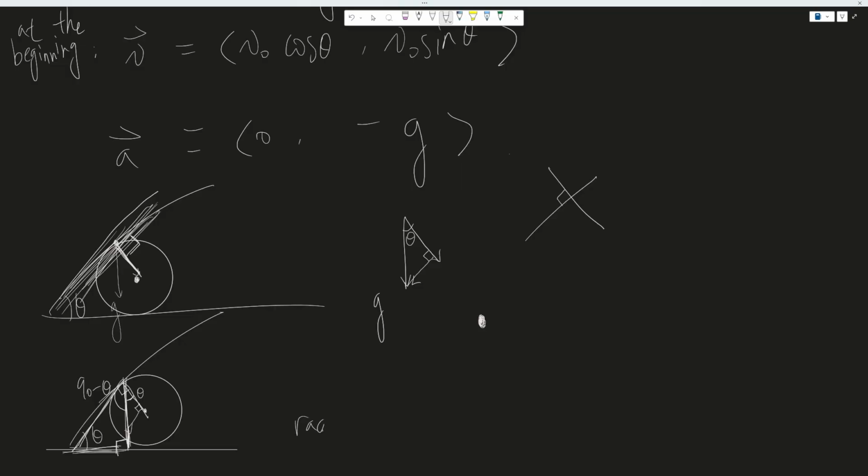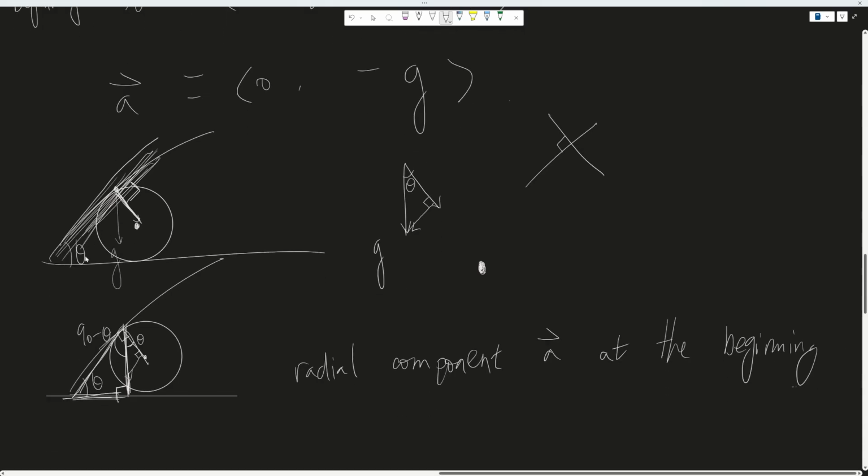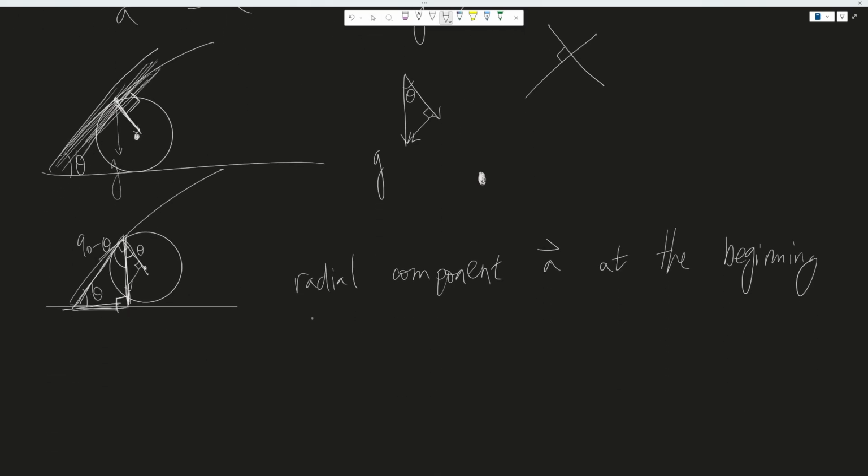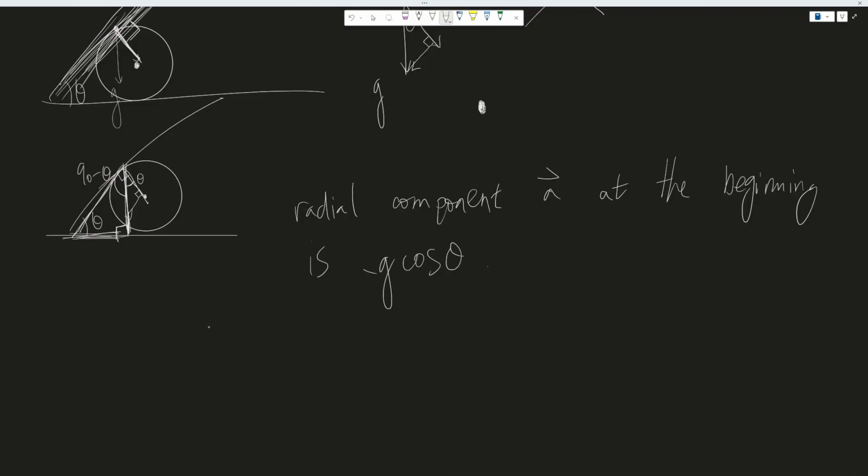So then the radial component of g, or of a at that point, is, using trig, G cosine theta. It should be negative G cosine theta. And then we know that a needs to be equal to V squared over R. And remember, it's the magnitude here we need to use. So it's going to be positive G cosine theta.